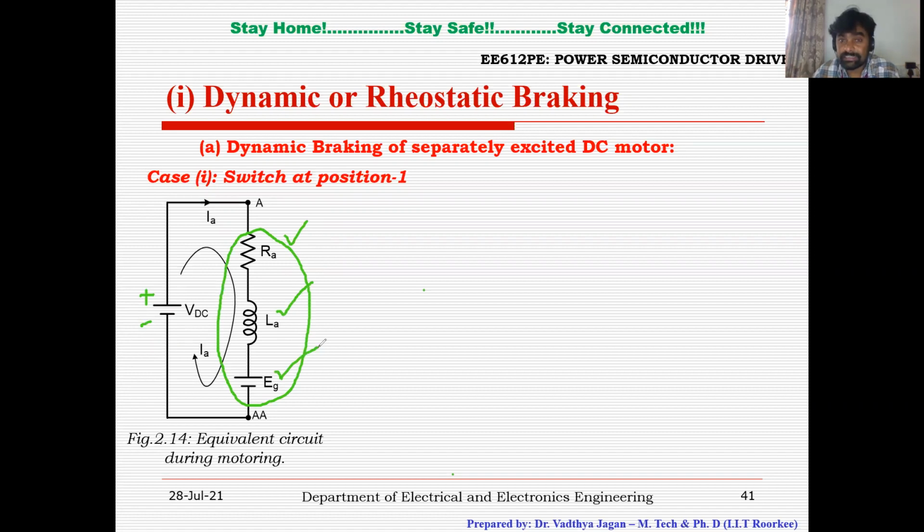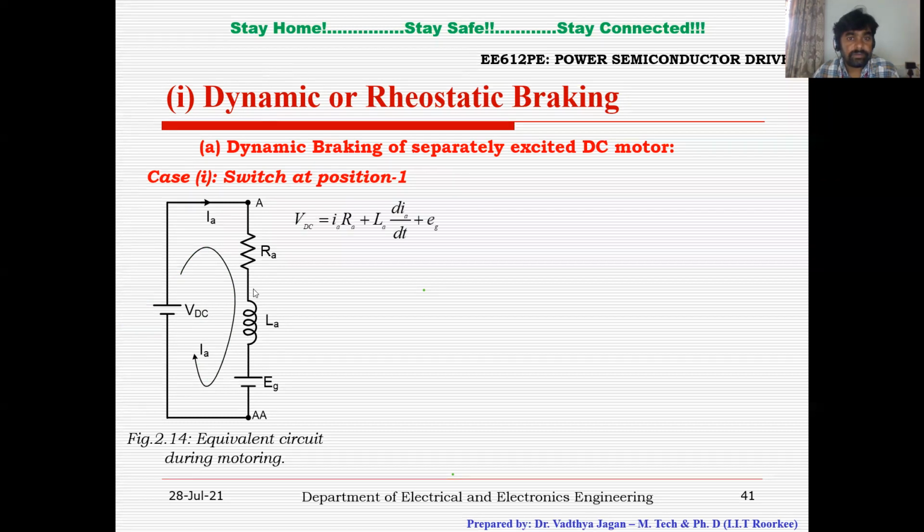When the machine is at rest, you don't find any speed, and because of zero speed you don't find any EG here, right? So this is the electrical equivalent circuit during motoring operation. Since the armature is connected to the external DC source, it will draw a certain amount of current from the source, and you can see the direction of the armature current here, right? Now you can apply KVL in this loop. The applied voltage will be equal to the drop across the resistance, IA RA, the drop across the inductance, LA dIA by dt, and the back EMF.